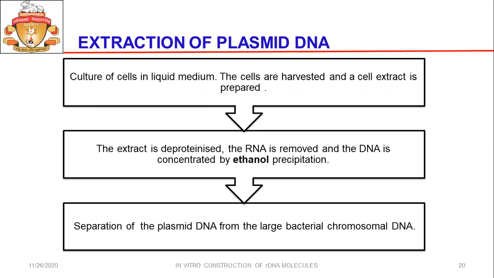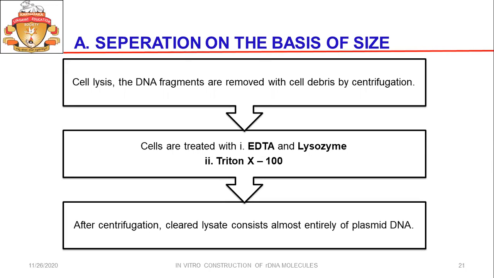So we can separate the plasmid DNA from the bacterial chromosomal DNA in two ways. One, separation on the basis of size, and the other is separation on the basis of conformation. So on the basis of size, first we're going to perform cell lysis. Then the DNA fragments are removed with cell debris by centrifugation. Now the cells are treated with EDTA and lysozyme and then Triton X100.